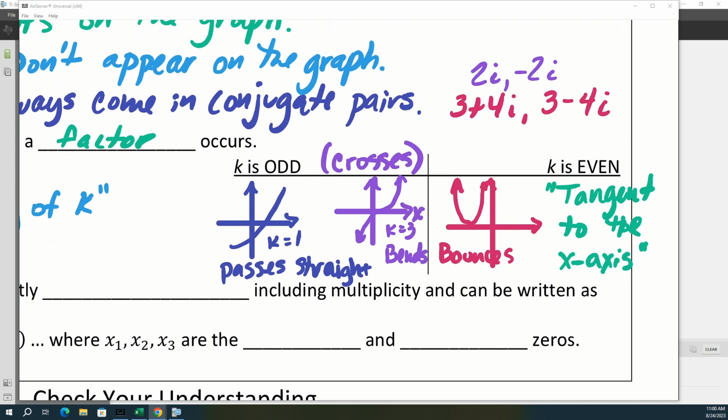And in geometry, you might have learned what it means for 2 things to be tangent, not like sine, cosine, and tangent. That's not the tangent I'm talking about. So when things are tangent, they just barely brush up against each other. So they just touch each other and then go the other way. That's what's happening on the even multiplicity.